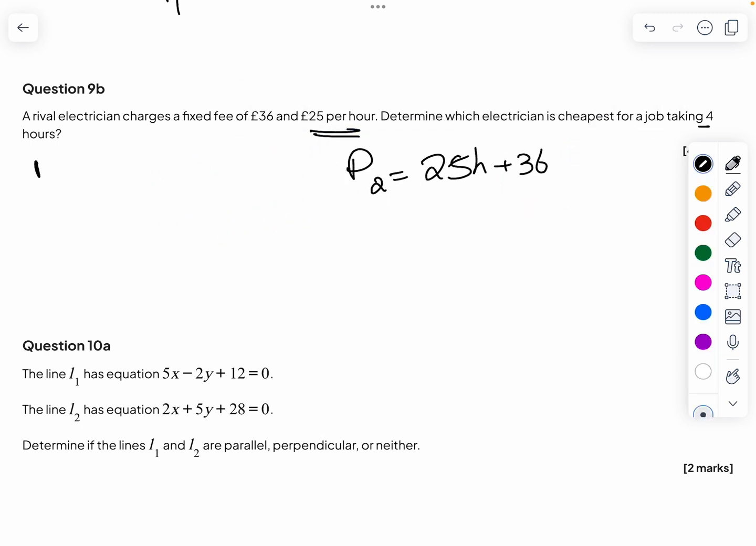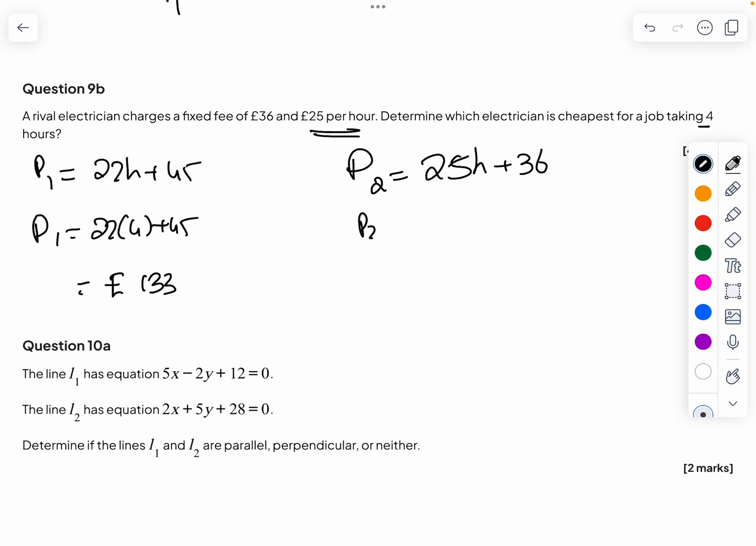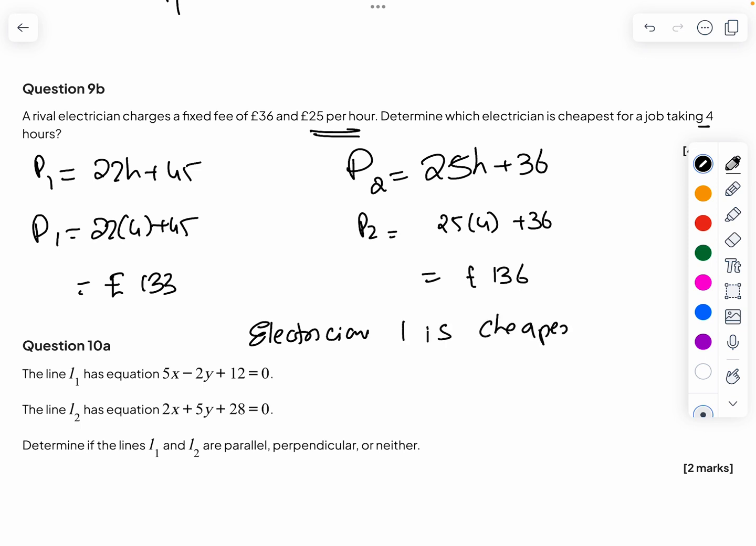So P1 was 22h plus 45. For 4 hours it becomes 22 times 4 plus 45, which is 133. For the rival, for 4 hours, 25 times 4 plus 36, which is 136. So electrician 1 is cheaper by £3.